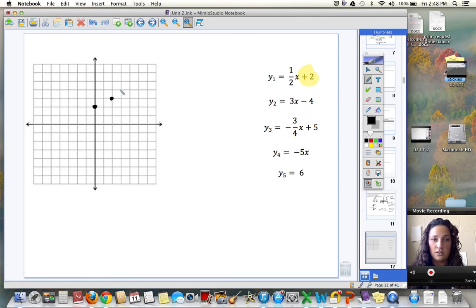Rise 1, run 2. If I wanted to go the opposite way, I can do it in the exact opposite direction. Instead of going up 1, I would go down 1. Instead of going right 2, I would go left 2. So I would go down 1, back 2. Let's see if I can get this line thingy to work. No.